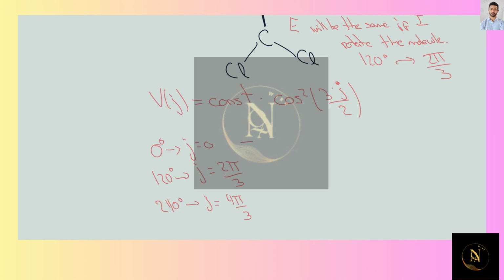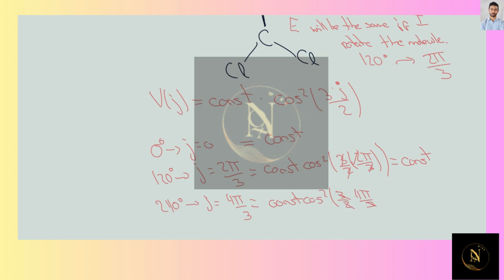Okay, so over here, the function would be equal to constant. On the second case, it would be constant times cosine squared of 3 halves of 2 pi over 3, which is cosine squared of pi, which is equal to a constant. Remember, cosine of pi is equal to minus 1. Cosine squared would be equal to 1. And for the last one, we're going to have the same thing. Constant times cosine squared of 3 halves of J, which is 4 pi over 3.